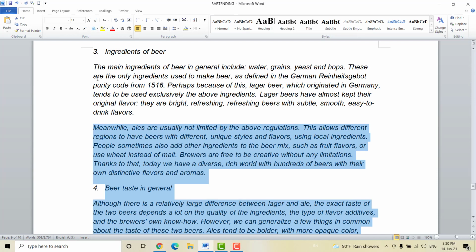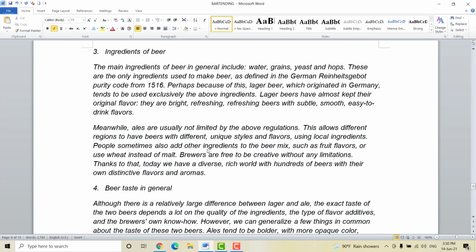Meanwhile, ales are usually not limited by the above regulations. This allows different regions to have beers with different, unique styles and flavors, using local ingredients. People sometimes also add other ingredients to the beer mix, such as fruit flavors, or use wheat instead of malt. Brewers are free to be creative without any limitations. Thanks to that, today we have a diverse, rich world with hundreds of beers with their own distinctive flavors and aromas.